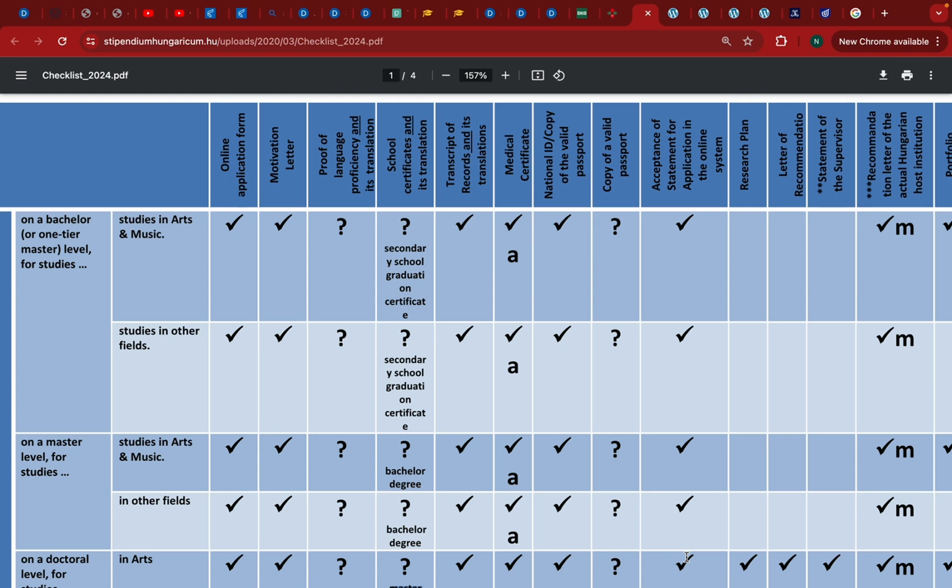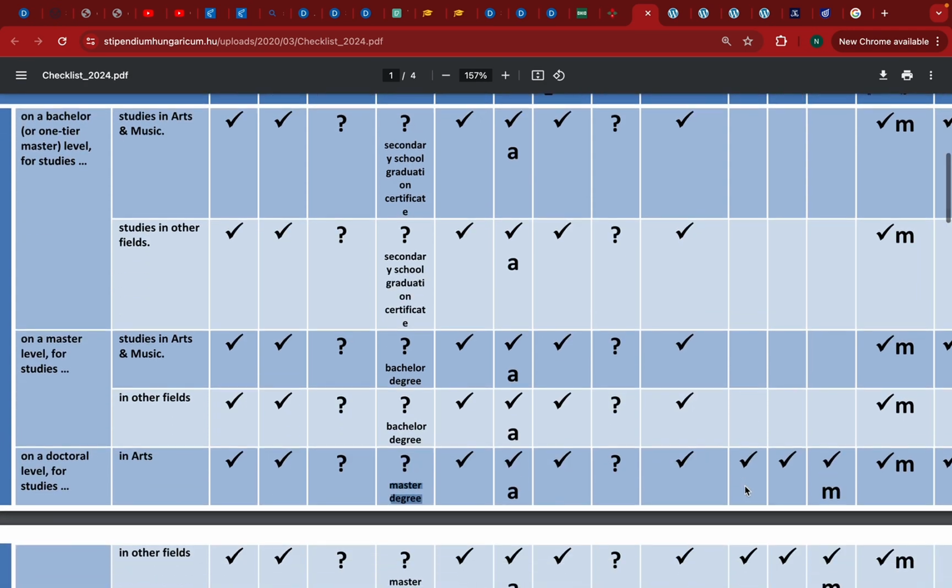The next row is talking about research plan. So you can see that at the bachelor's side it is blank. That means that it doesn't apply to you. It's not applicable at the bachelor's and then master's level. But for doctoral level, it's applicable. So if you're applying for a doctorate program, you need a research plan.